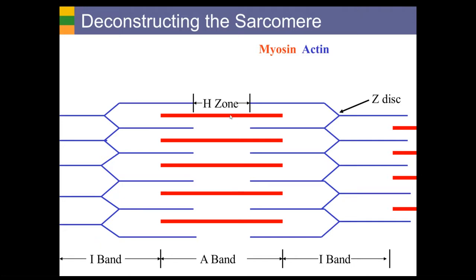Notice that on the A band, we have an area here where, in an uncontracted sarcomere, we don't have overlap between actin and myosin. And that's referred to as the H zone. Sometimes it's referred to as the bare zone. And what we know as a sarcomere runs from Z disc of one I band to Z disc of the next I band.